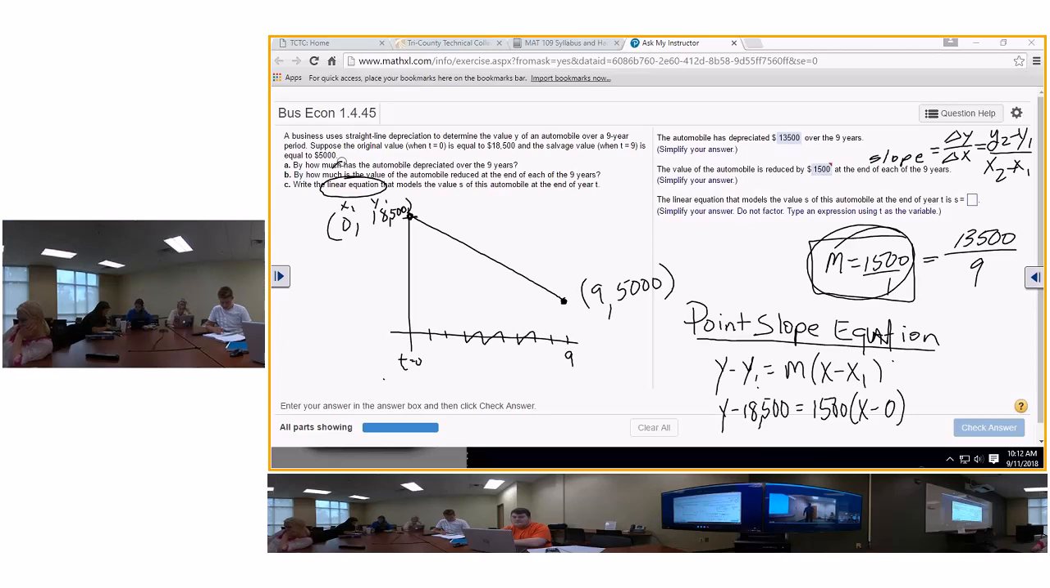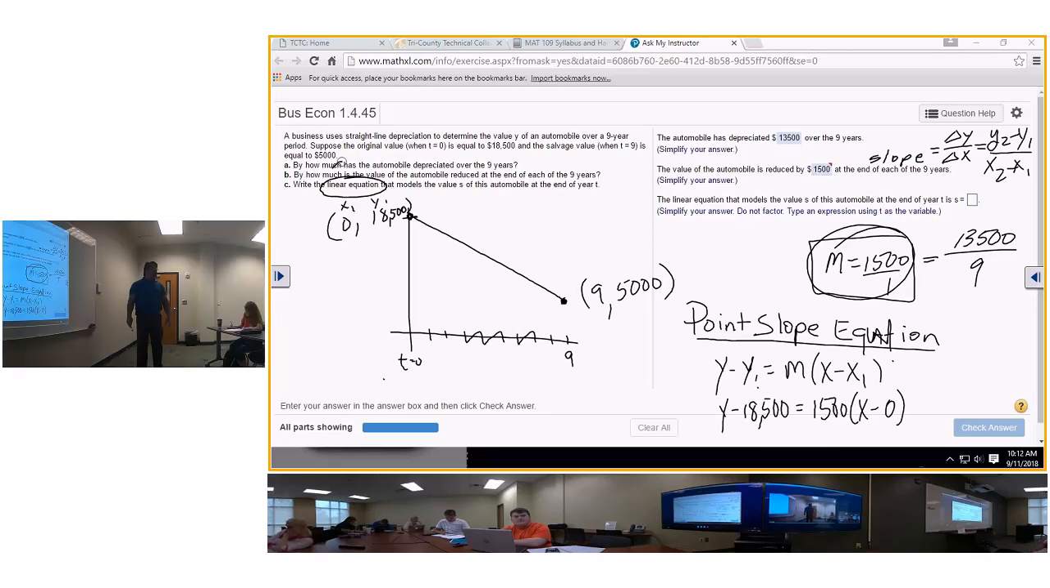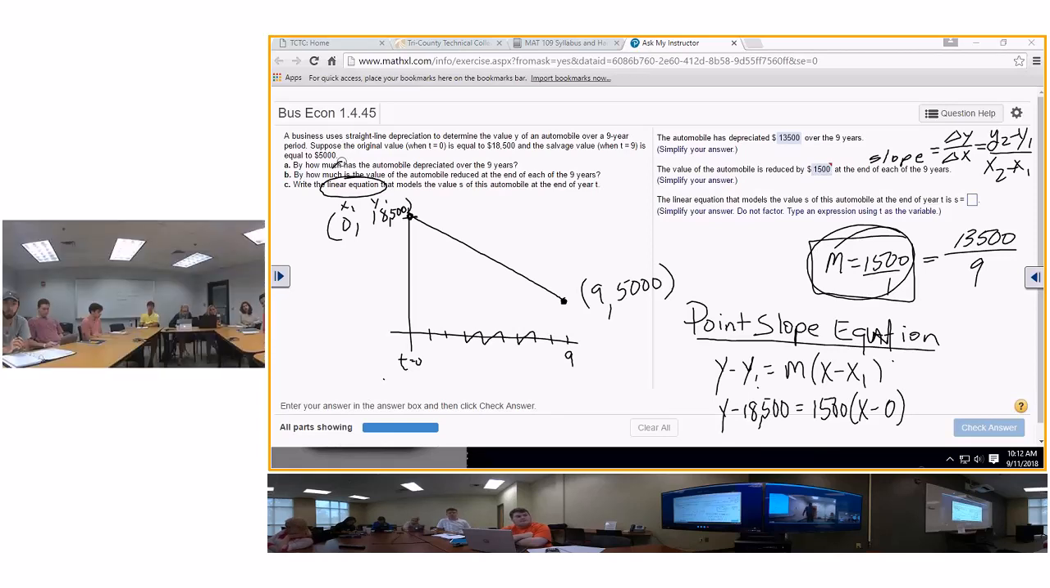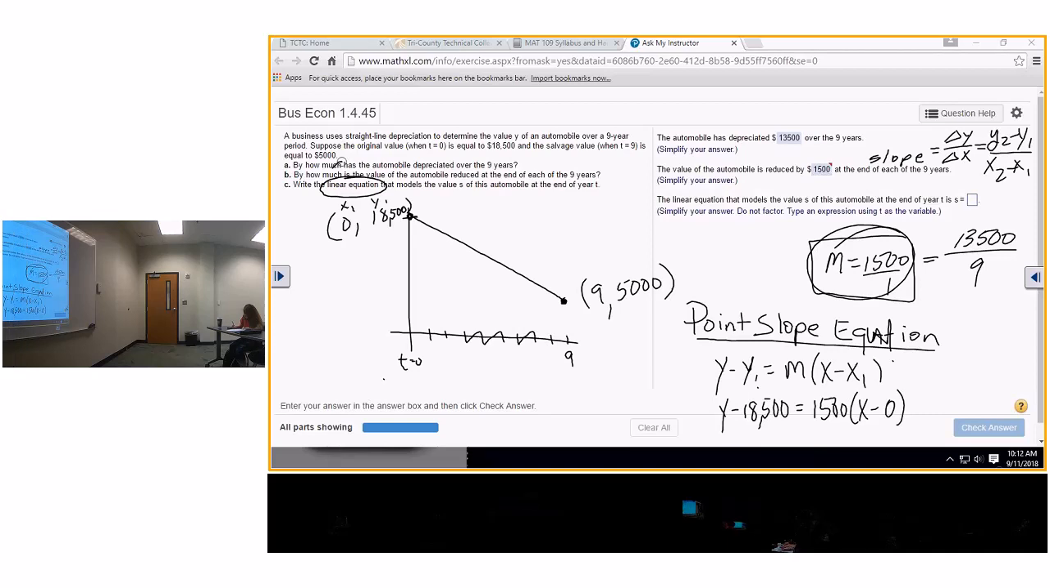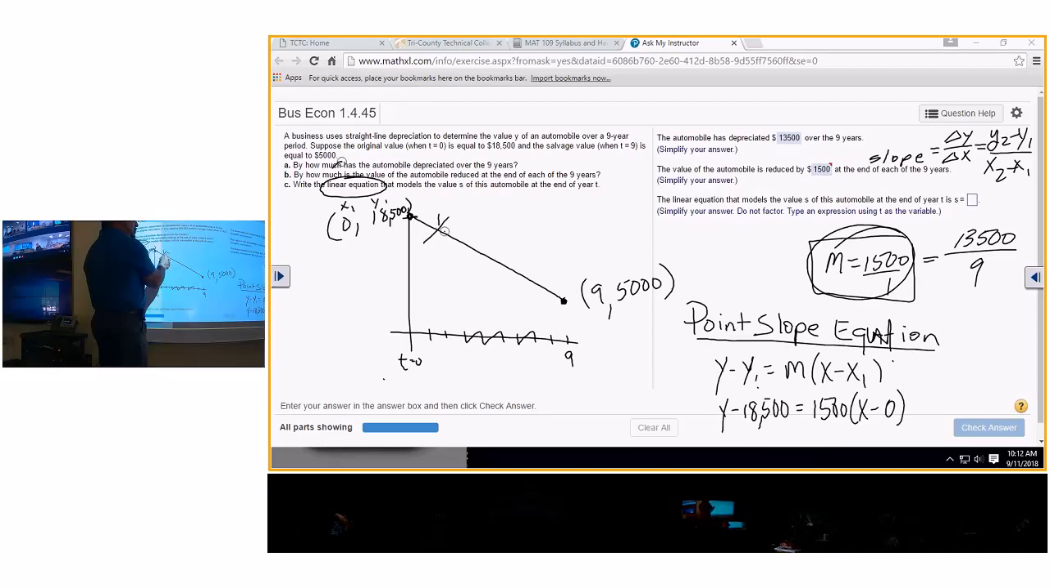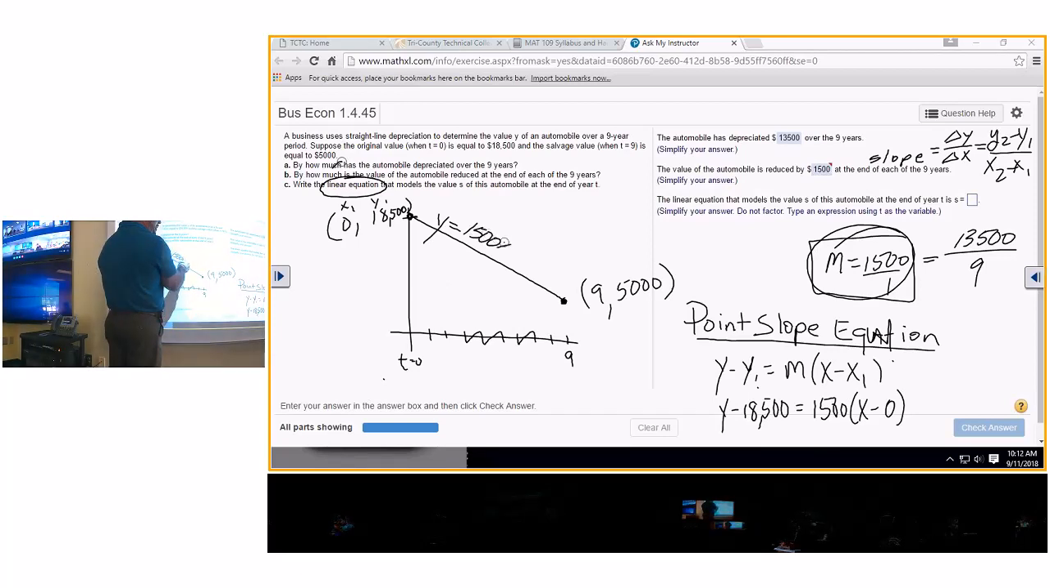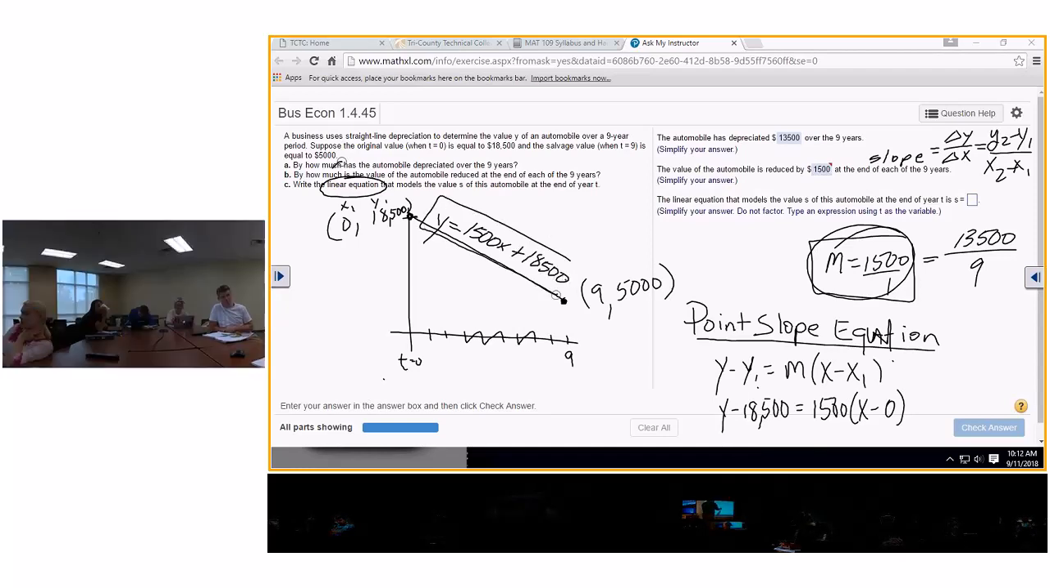x plus 18. This question is a good example of how they can confuse you. Because all they're asking for is, first, the difference, the change in y. Then they're asking for the slope. Now they're asking for a point slope equation. So y is equal to 1500x plus 18.5. Somebody check me. That's the equation of the line.